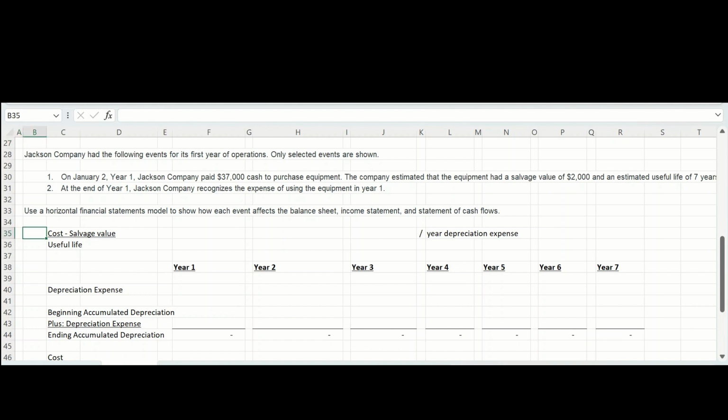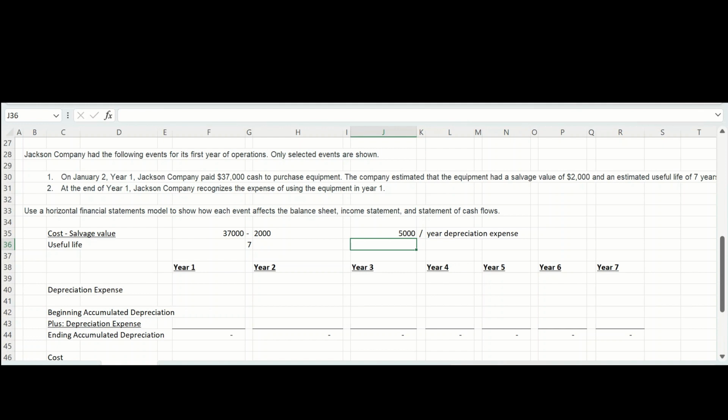Again, that is the cost of the asset, what was paid for the asset, $37,000, minus the salvage value. In this case, the company thinks that they can get $2,000 if they sell it at the end of the useful life. And we're going to divide that by the useful life, which is 7 years. So that gets us to a depreciation expense of $5,000 per year.